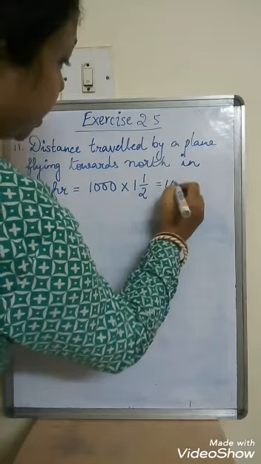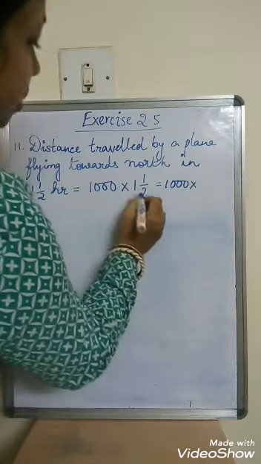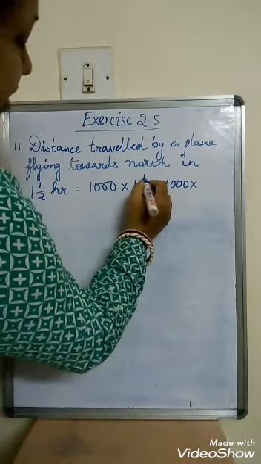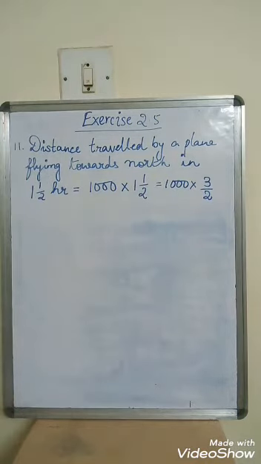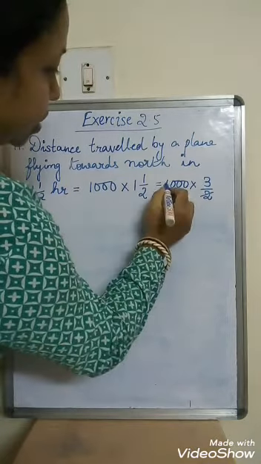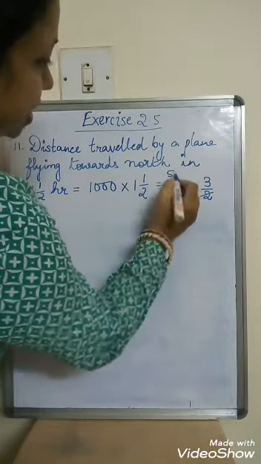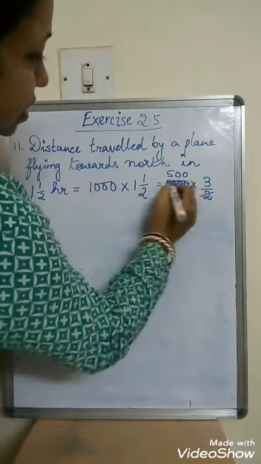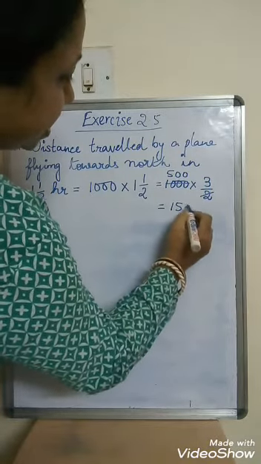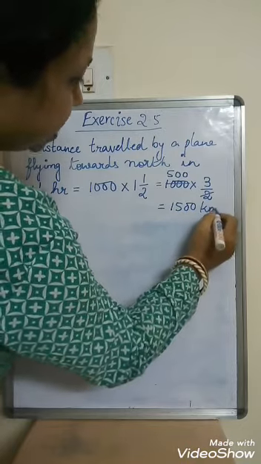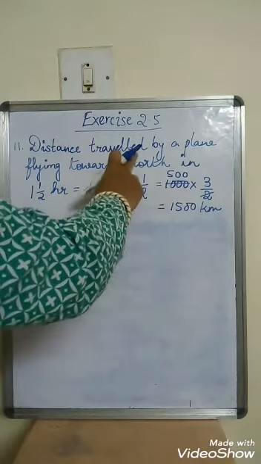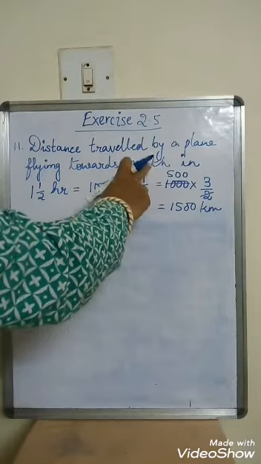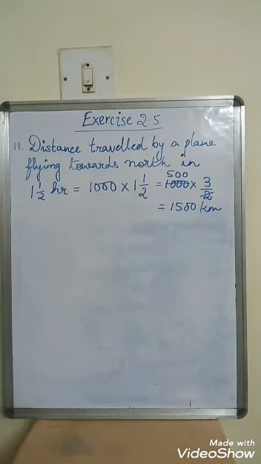So now we are going to solve it. How we are going to do it? 1000 into 1.5: 2 ones are 2 plus 1 is 3, 3 by 2. So let us cancel it. 2 5s are 10, 0 and 0. So 3 5s are 15. So how much is it? 1500 kilometer. So this is the distance travelled by the aeroplane which is flying towards north after 1.5 hours.